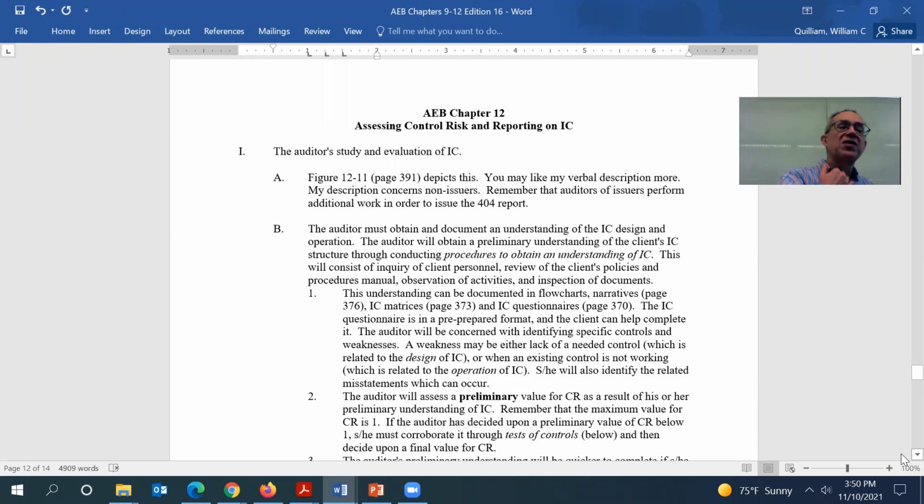My description is going to concern non-issuers. And remember that auditors of issuers perform some additional work in order to issue the 404 reports. So with an audit of an issuer, they've got to do more work. They've got to gather more evidence. Basically, they're going to do more of the same, but much more in depth. They'll kick it up several notches. For a non-issuer, not as much, because we will not issue the 404 report. We're only studying internal control to assess control risk. That's our only objective.